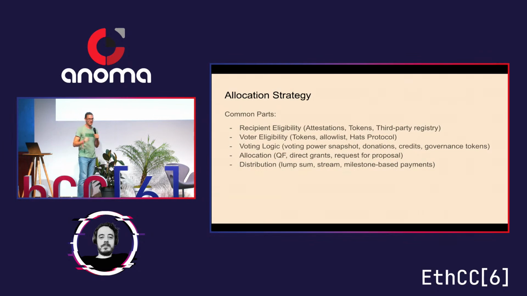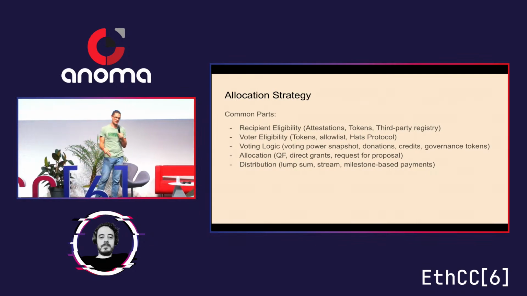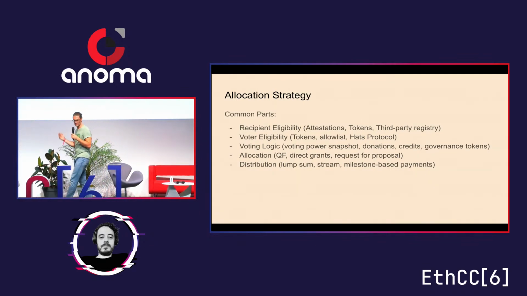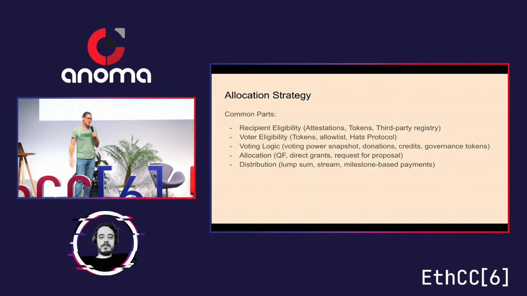Last two here, you've got an allocation strategy, right? So you want to do quadratic funding. You can bring quadratic funding to just about anything now. You can do direct grants, paying out in a lump sum, or you can do something like an RFP process. In that case, only one person is receiving the entire pool of capital based off of whoever is deciding, right?